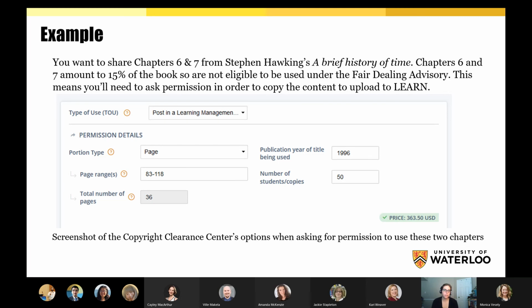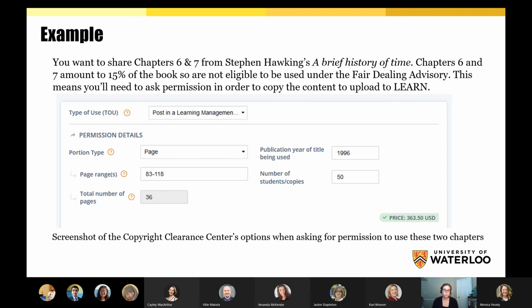So what I have here is a screenshot of the Copyright Clearance Center, which is a service that would allow you to ask for permission for those two chapters. And the screenshot's a little bit blurry, but what you can see there is that we're asking for 36 pages, and the quoted price is $363.50 US dollars in order to use that with 50 students. So obviously that price goes up and down based on the number of pages and the number of students in your class. But if you did this on your own in order to upload it in Learn, this is something you would need to figure out how to cover that cost in order to use those two chapters of content. So what we would normally suggest in these kind of situations is to go through library course reserves.